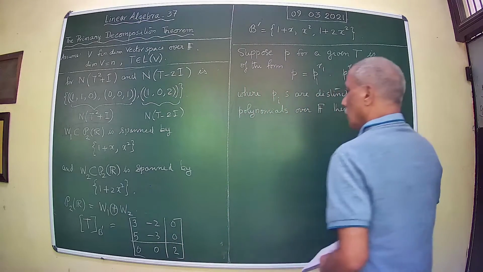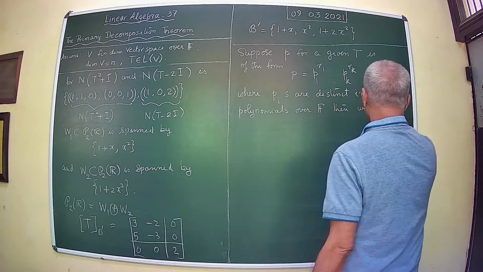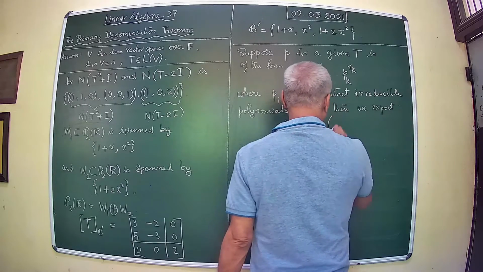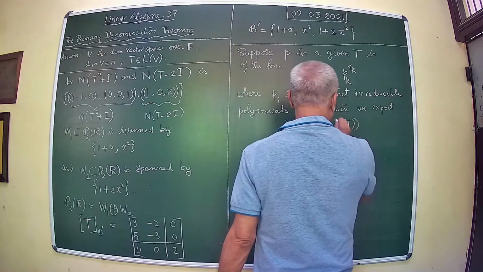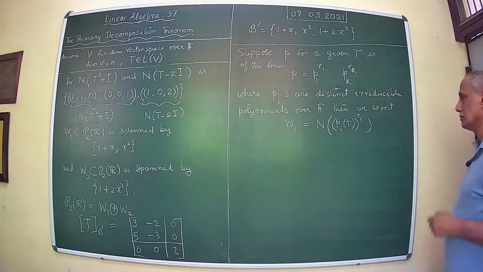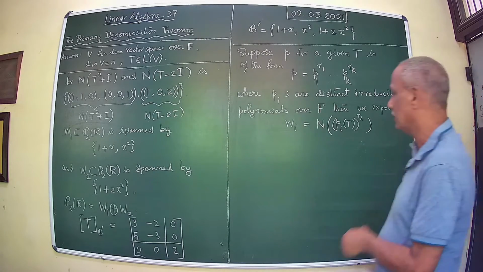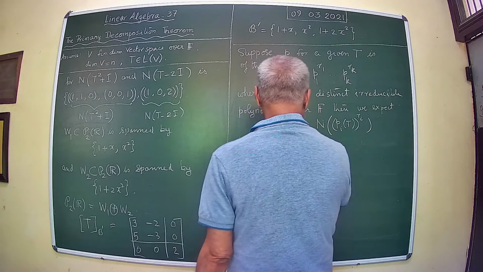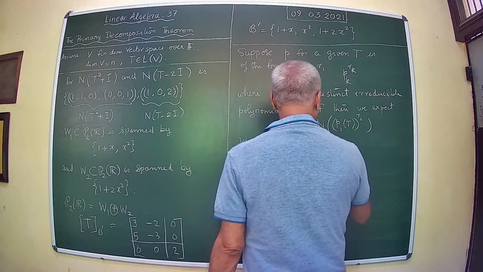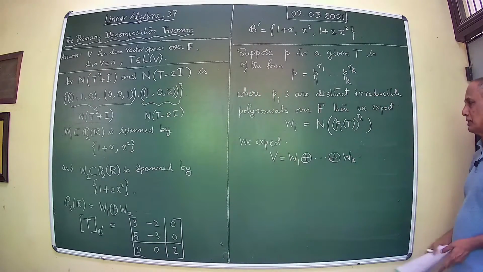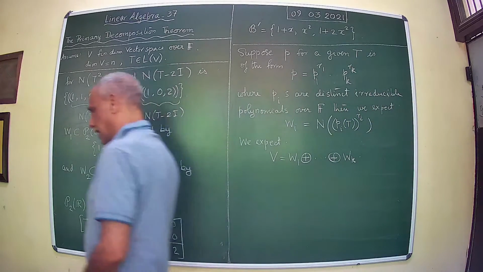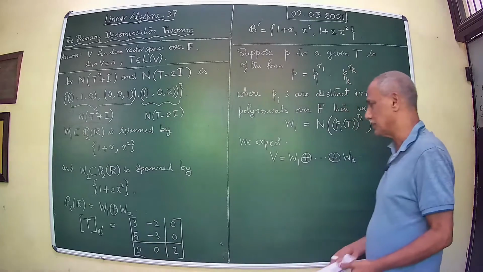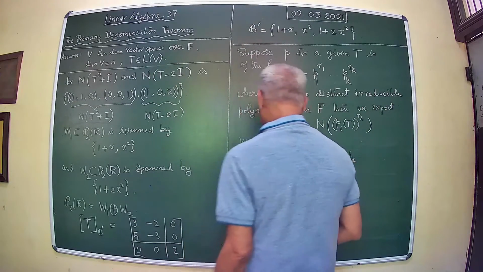When we expect Wi to be the null space of... And in that case, we should get, or we expect, that now you can talk about projections on W1, W2, etc., Wk, and then the breakup of T in terms of these projection operators. That we shall explore.